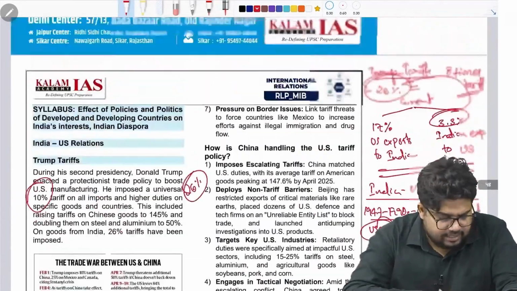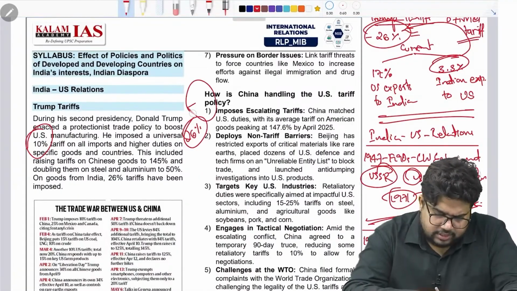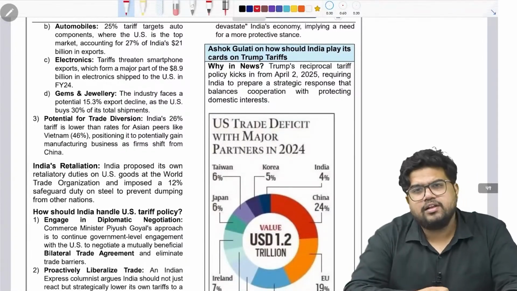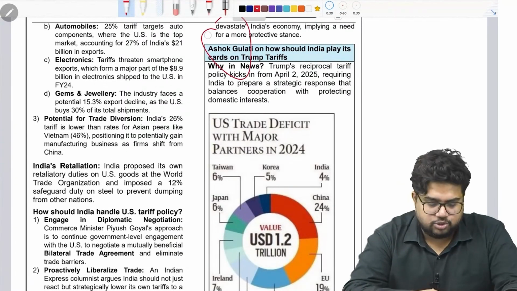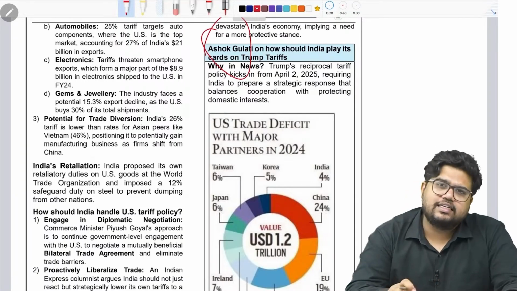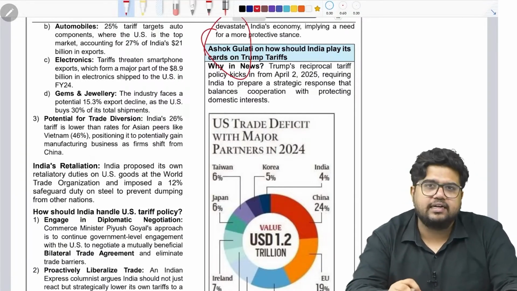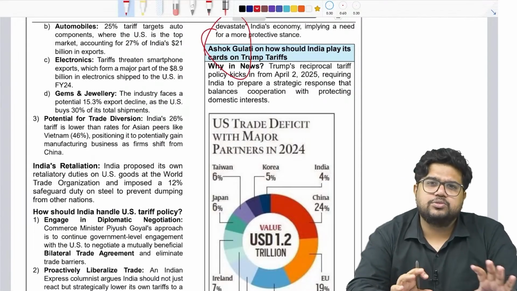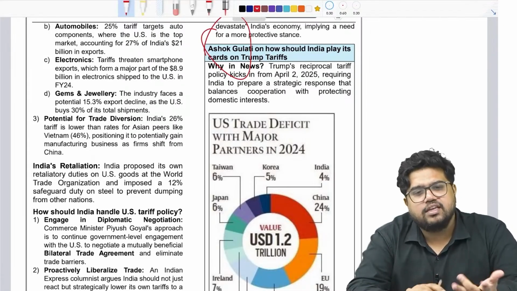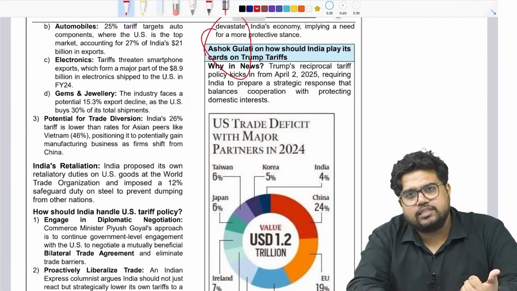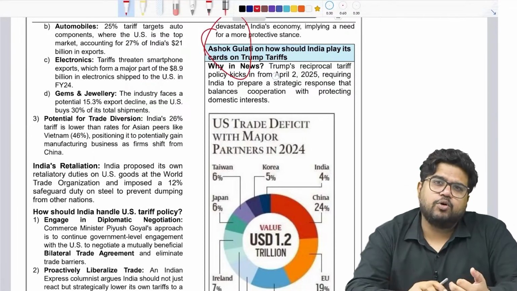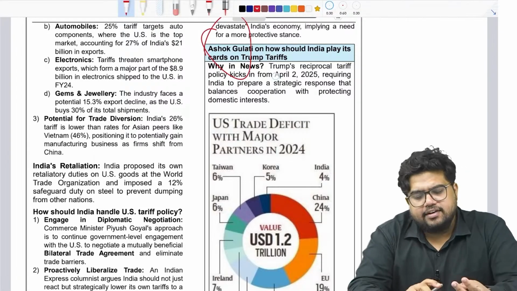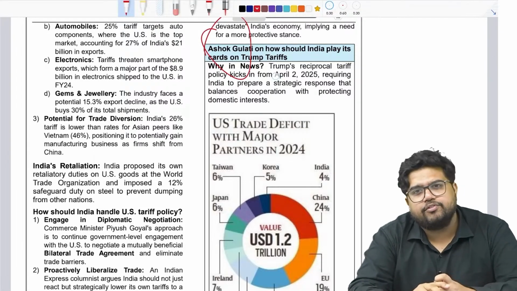The rest, the numbers and the particular issues regarding these, are all given in your paper. Again, in editorials, if you look, there are a lot of editorial writers. Ashok Gulati is one of them, and a lot of writers are giving different perspectives on how India should handle this Trump tariff situation. So you don't need to dig deep into it. You should have a fair idea of the different options. One option is retaliation, like what China is doing, and another extreme option is doing nothing, like accepting the tariffs as they are.